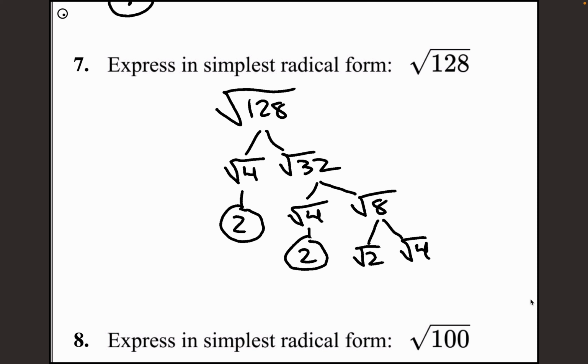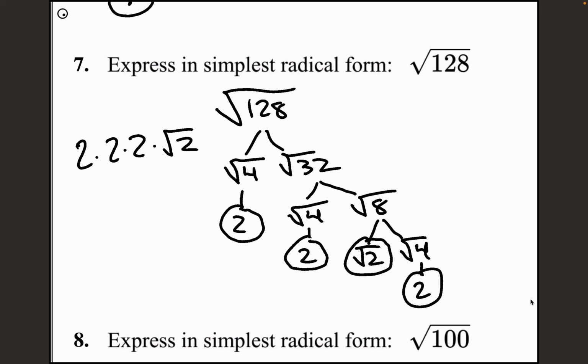Can we simplify square root 2? No. So I guess circle it. What about square root 4? And what does that become? So that leaves me with 2 times 2 times 2 times square root 2. All right? So what's 2 times 2 times 2? 8 square root 2.